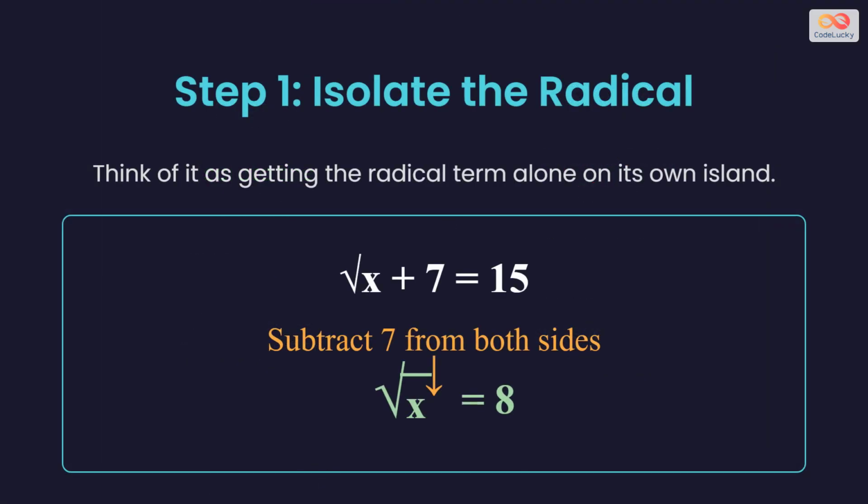Let's focus on step 1, isolating the radical. Imagine you have the equation, the square root of x plus 7 equals 15. Our goal is to get the square root of x alone. To do this, we perform the opposite operation. We subtract 7 from both sides, which leaves us with the square root of x equals 8.